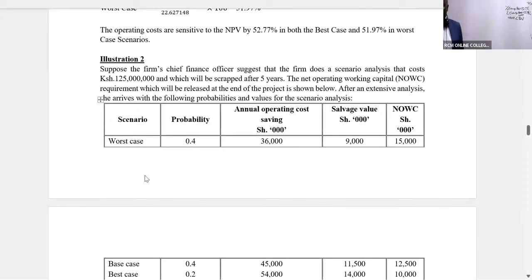Now, we have illustration number 2 there. Illustration number 2 is your homework. Never, ever ignore my homeworks, because you get into trouble.